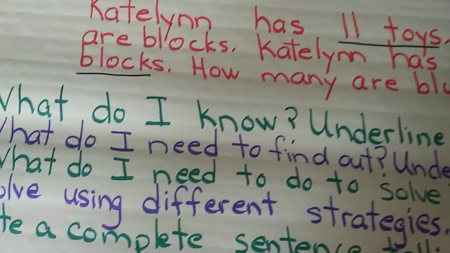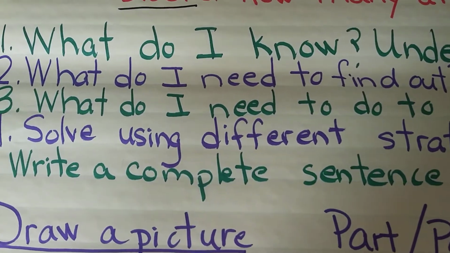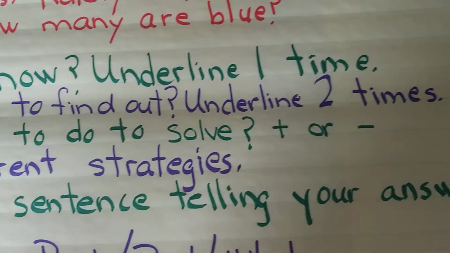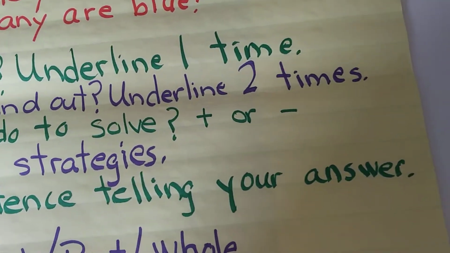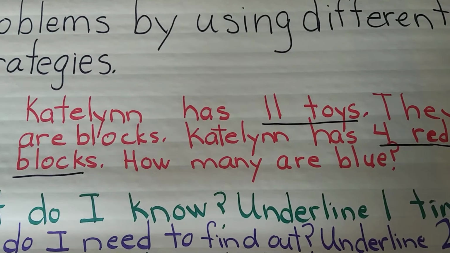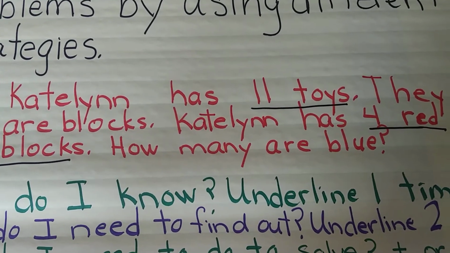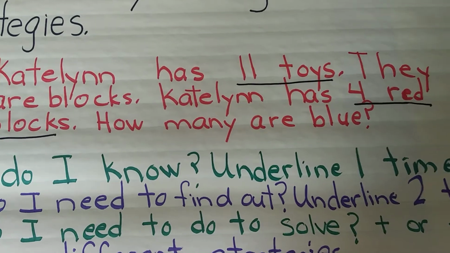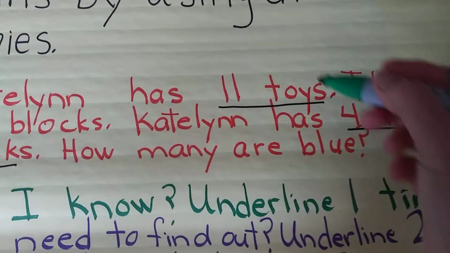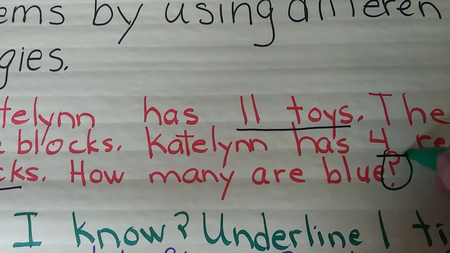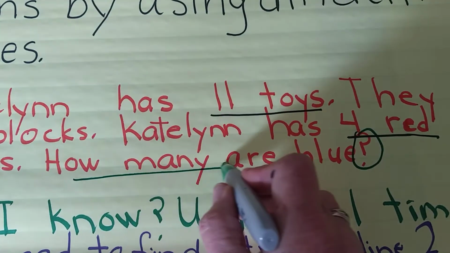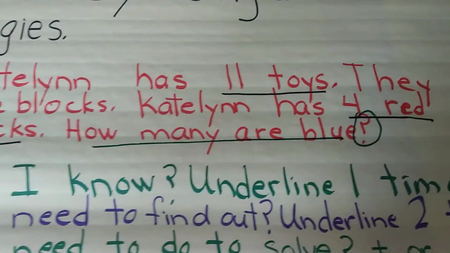Let's look at our second step. What do I need to find out? Underline it 2 times. Well, let's go back into our story. We know that she had 11 blocks. 4 were red. What do we need to find out? Yes, usually it has a question mark at the end. So we want to find out how many are blue.